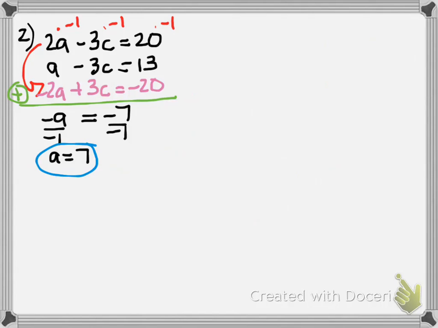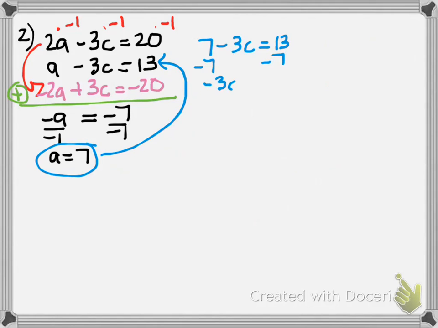Okay? Now I'm going to take that answer and substitute it back into either original equation. I'm going to plug it back into this one, because it's going to require less work, because there's no coefficient in front of the a. And I substitute in 7 for a, 7 minus 3c equals 13. And then I just solve it. So I subtract 7 from both sides.